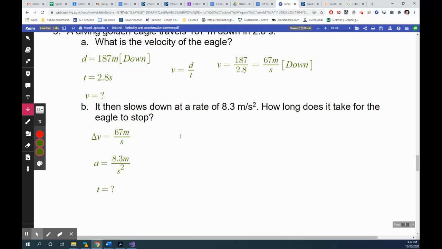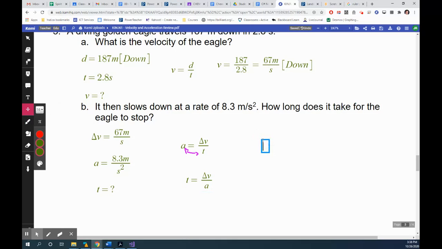And so what we're going to do is a equals delta v over t. But we're going to reformulate that because we want to solve for time. So we swap time and acceleration, right? We can swap these two because we want t over there. And t's on the bottom, so we get t equals delta v over a. It's kind of nice. So we can reformulate the equation.